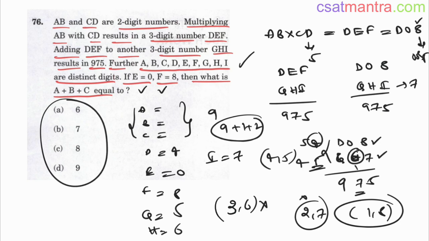So remaining digits left 1, 2, 3. A can be 1 or A can be 2 or A can be 3. I am not worried about this. I want sum. So the sum is 6.